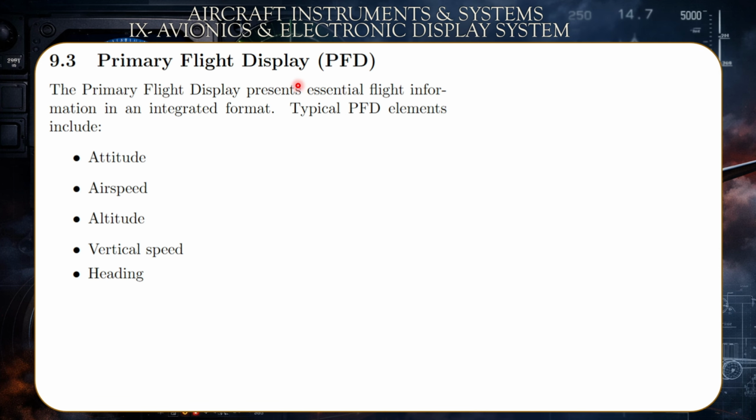PFD, or primary flight display. The primary flight display presents essential flight information in an integrated format. Typical PFD elements include the attitude, the airspeed, altitude, VSI, and heading, which is, by the way, what we've seen some few slides ago, okay? That integrated screen, this was the PFD, primary flight display.